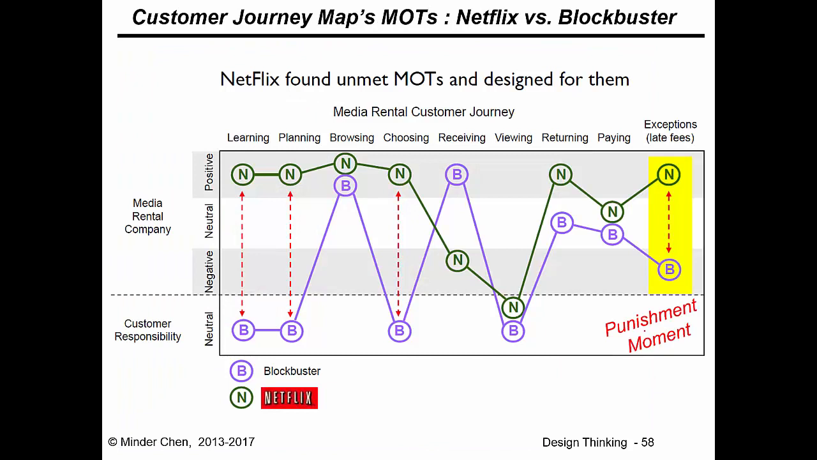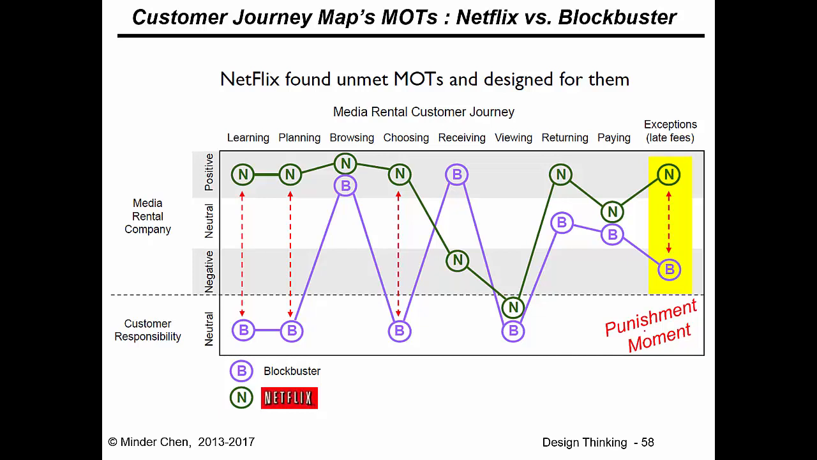Last, let's introduce just a few more tools or methods that you can use to study the users when they are going through a service experience or using a product. And this is something called a customer journey map. We were using a video rental example. We compared Blockbuster and Netflix for movie rental.